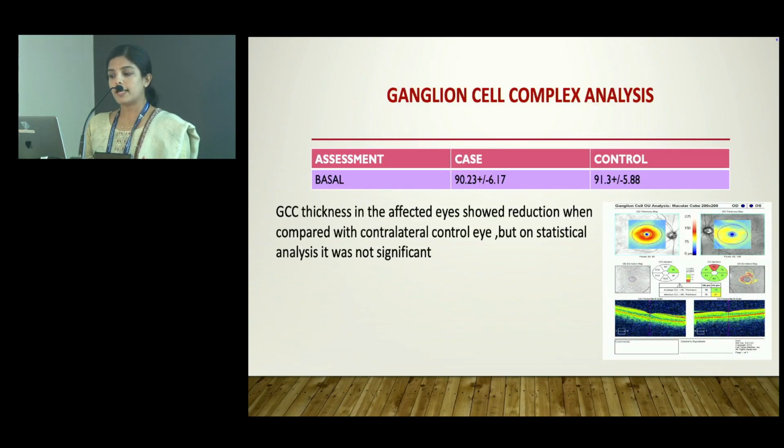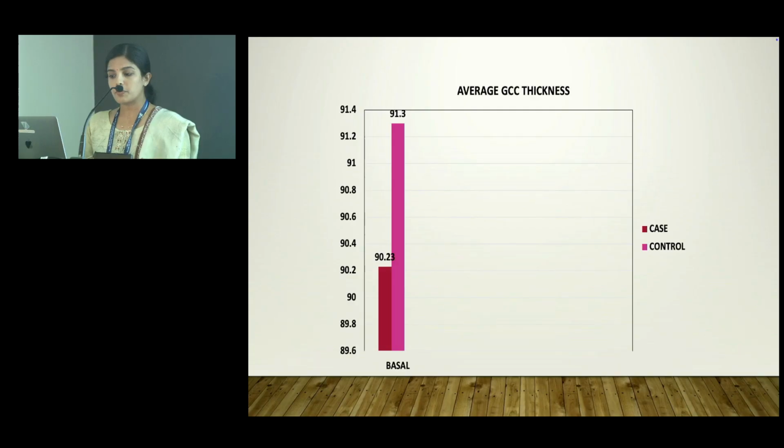And the ganglion cell complex analysis is also the same. The thickness is reduced when compared with the contralateral control eye, but on statistical analysis it was not significant. So it's a bar diagram showing that.